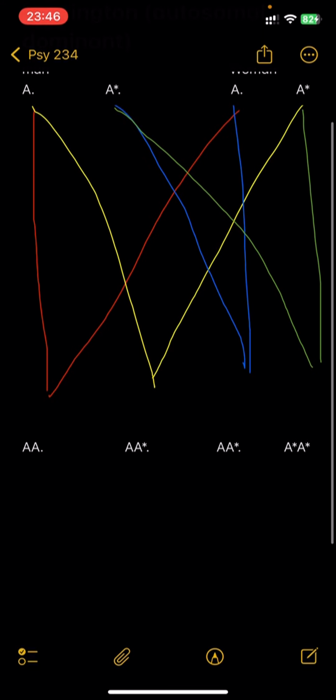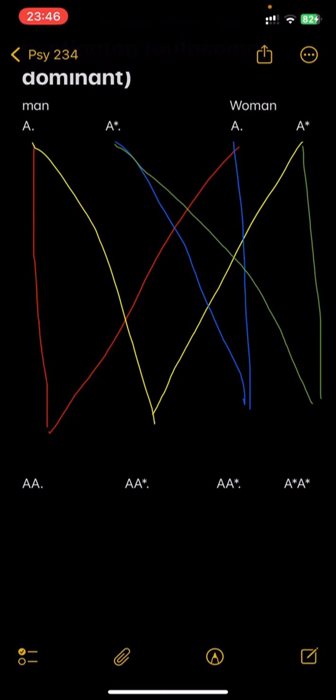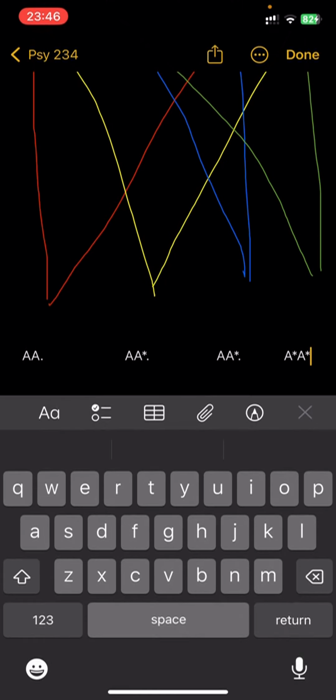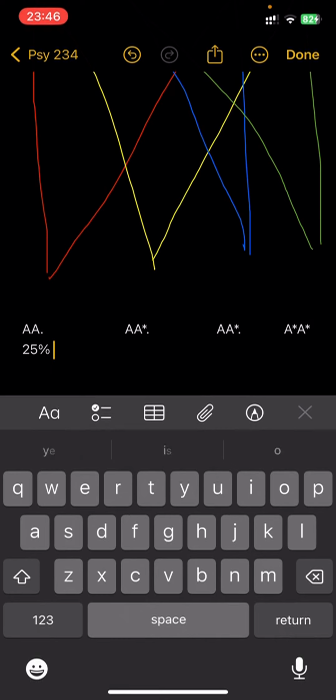What percent? So now we're going to look down. We're going to see that only one child doesn't have the asterisk, and the asterisk in this one is disease. So now we can strongly say that 25% will not have the disease. Will not have Huntington. Now, look at the one under the yellow. The next one is A and A asterisk.